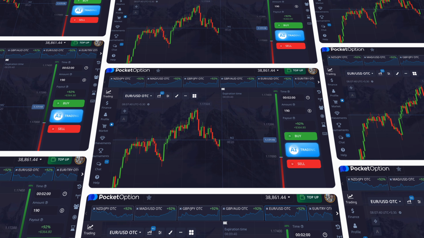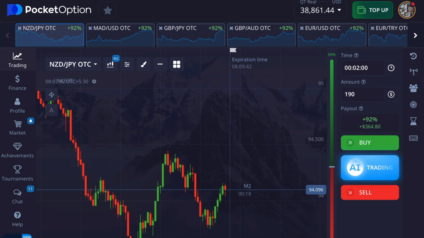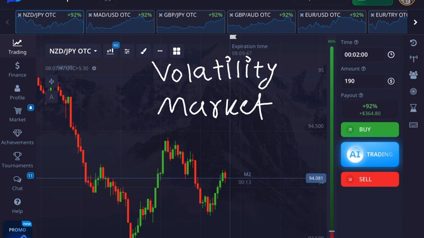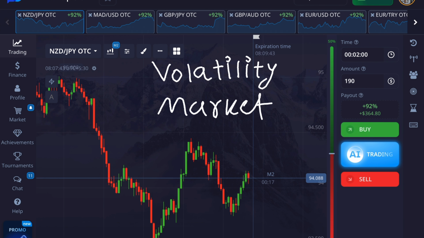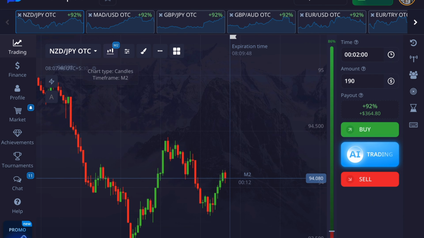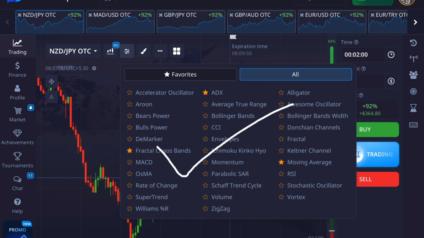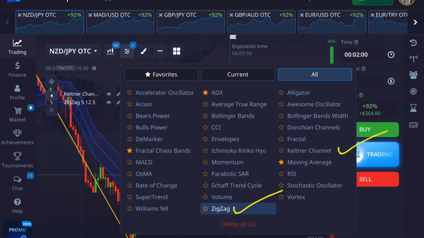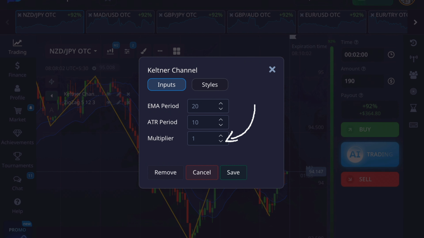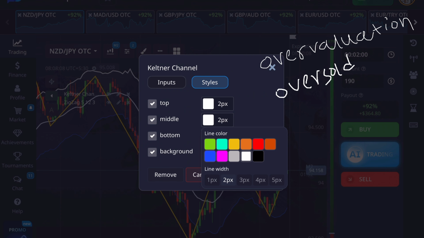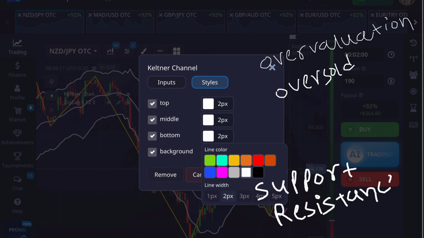I have completed several sessions using this method, and sometimes I had to struggle during the volatility market. But this method has always been very helpful for me, so I thought I would complete today's session once again using this method. So in this method, first of all, I have to add Keltner channel and also zigzag indicators, because with the help of these 2 indicators, I will get to know about overvaluation and oversold, and also I will keep an eye on support and resistance zones.